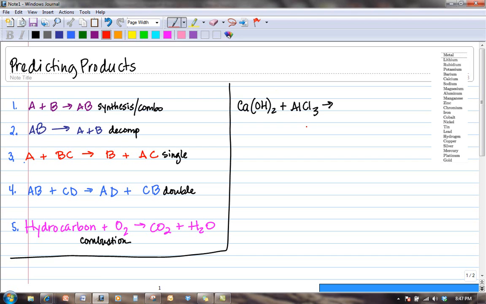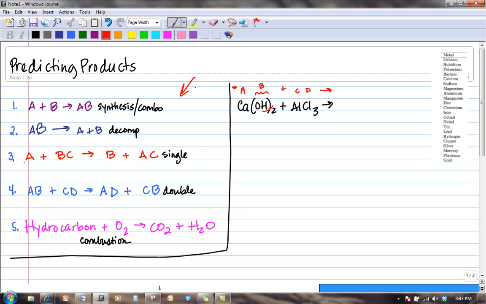So in order to do this, the first thing I need to do is determine what kind of reaction this is. So I'm going to assign a letter to every element and every polyatomic ion so that I can figure this out. So I've got calcium as A, hydroxide, OH, all together is B, aluminum is C, and chloride is D. So my general form for this equation is AB plus CD.